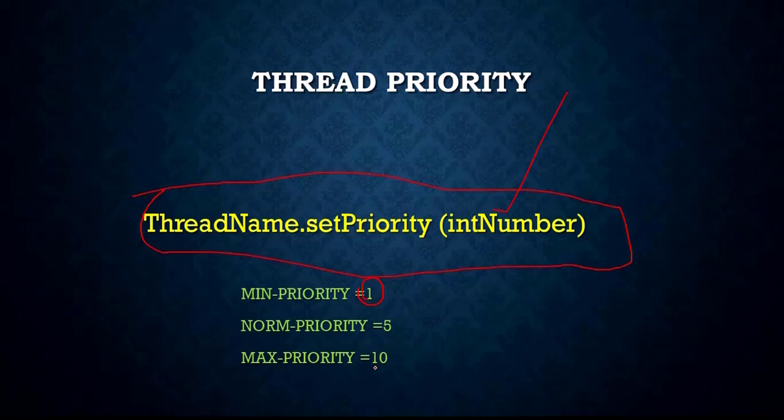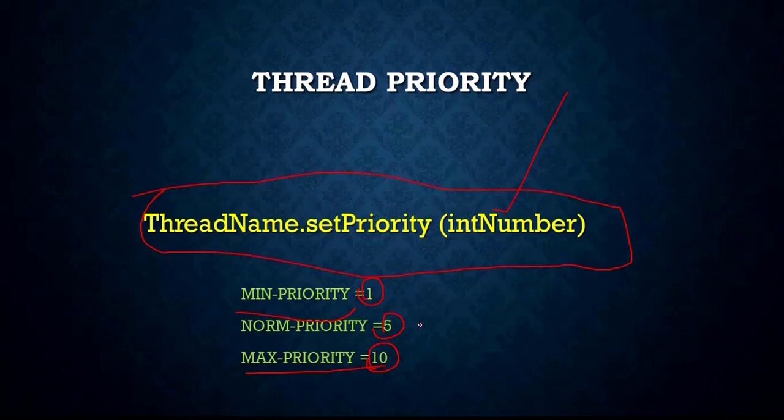When you set the number to 10, that thread will have the maximum priority. That means that process will be executed first. When you set the number as 5, that one will have the normal priority. So this is how you can set a thread priority for each of the threads. If you want to execute that process first, set it to maximum. If you want to execute the process last, set that priority to minimum. If you want to execute it with normal priority, set that one to 5. So this is how thread priority can be done in Java.